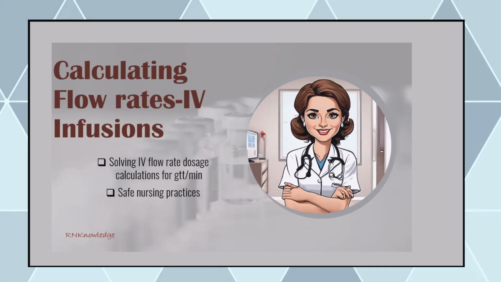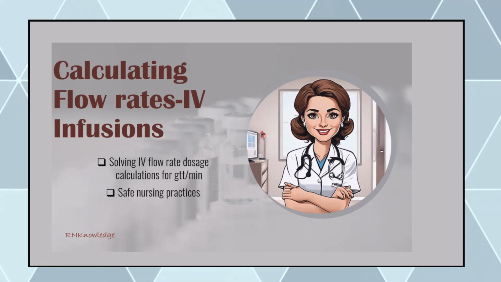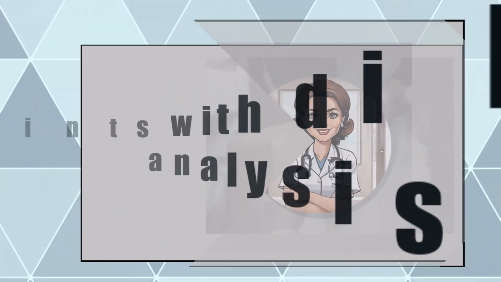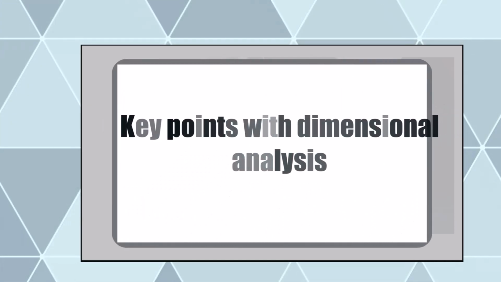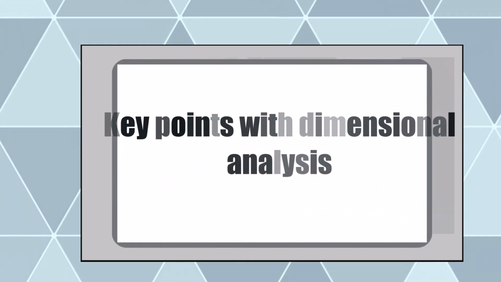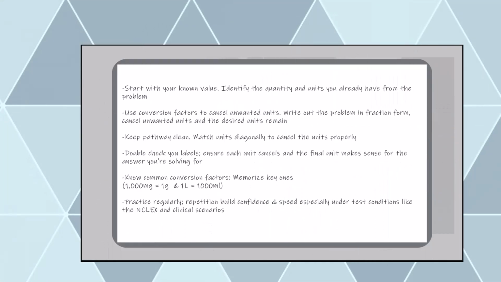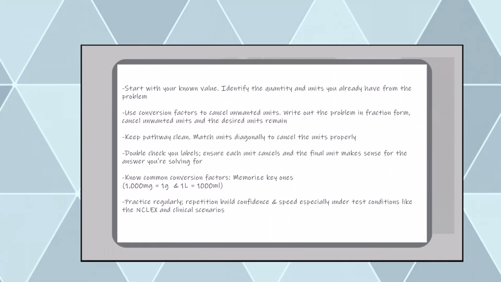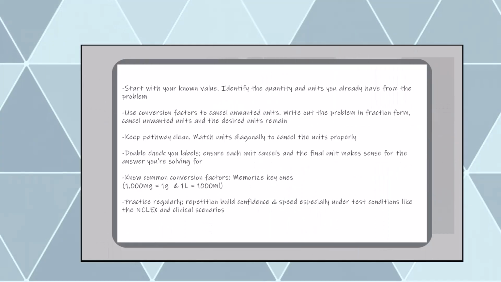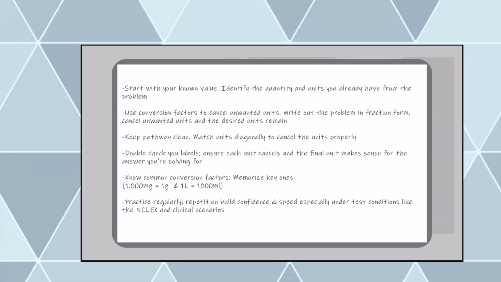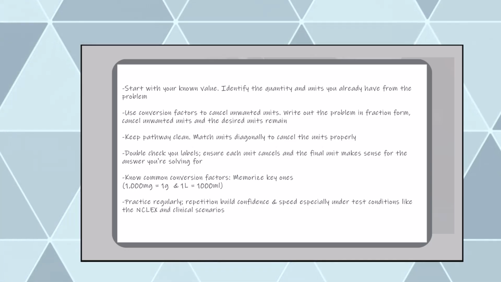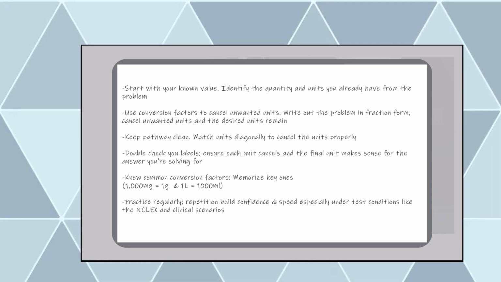In this video, I'll go over points to remember for dimensional analysis, IV flow rates using a drop factor, mLs per hour for continuous IV fluids, flow rates for intermittent IV fluids, also called piggyback, and lastly, safe nursing practice for IV medication administration. So with dimensional analysis, remember to start with your known value.